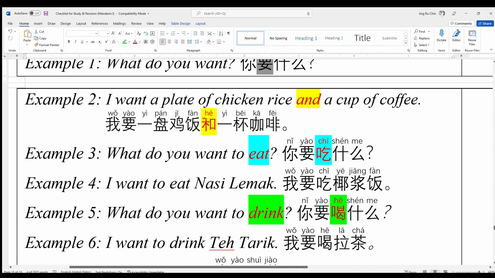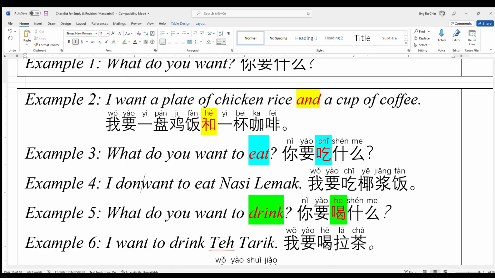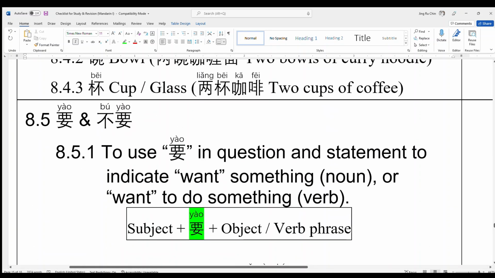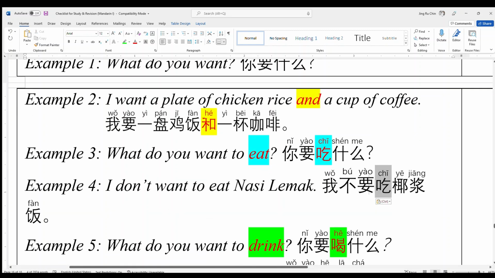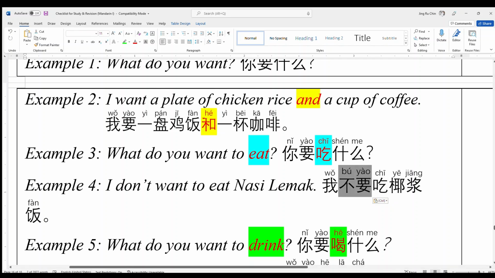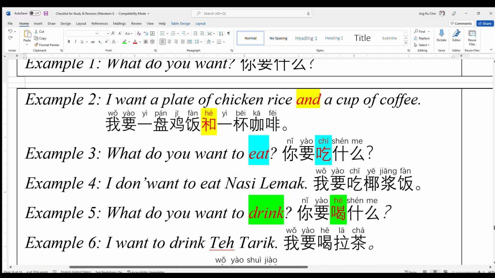So for example, you say I don't want to eat nasi lemak. Then all you need to do is replace. Replace the 要 with 不要. So you say 我不要吃椰浆饭. 我不要吃椰浆饭. I don't want to eat nasi lemak. Tak ada selera. 我不要吃椰浆饭. Yeah.